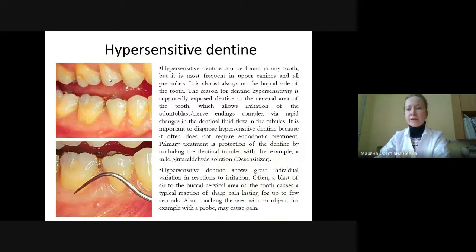Hypersensitive dentine can be found in any tooth, but it is most frequent in upper canines and all premolars. Hypersensitive dentine shows great individual variation in reactions to irritation. Often a blast of air to the buccal cervical area of the tooth causes a typical reaction of sharp pain lasting for up to a few seconds. Also, touching the area with an object, for example with a probe, may cause pain.